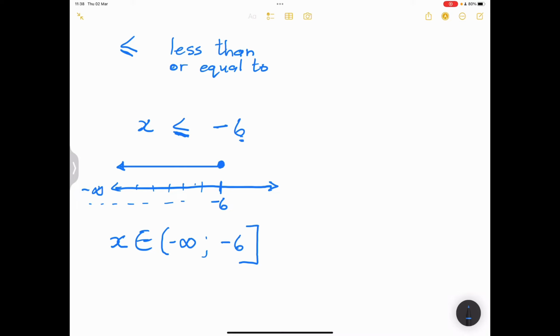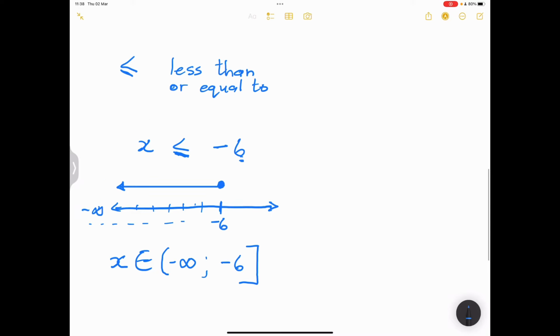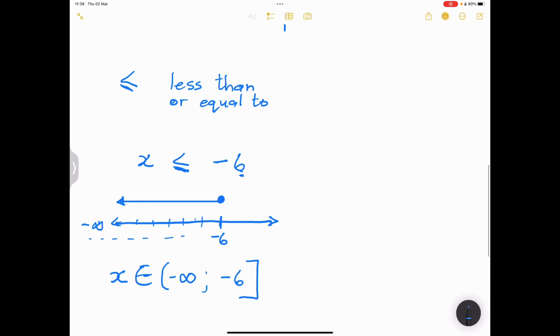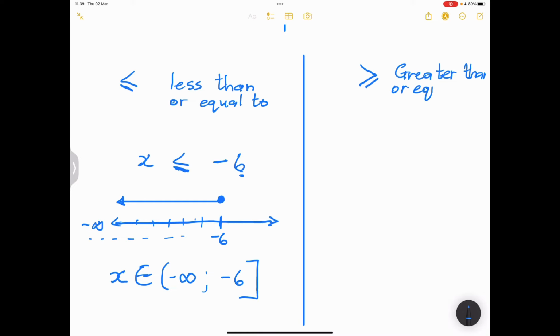So the square bracket represents values that are included. I hope that makes sense to you, right? And then we said we can use a sign that is greater than or equal to. Sorry for squeezing that in there. So that's greater than or equal to.